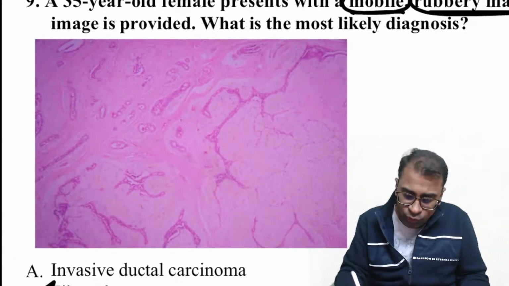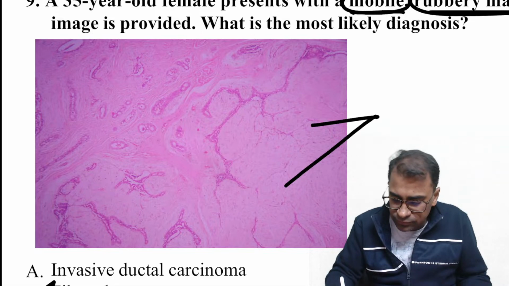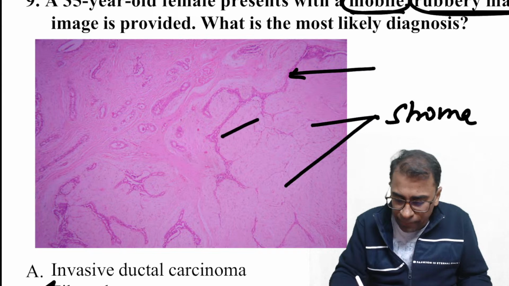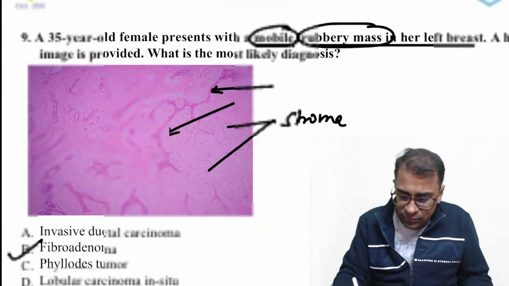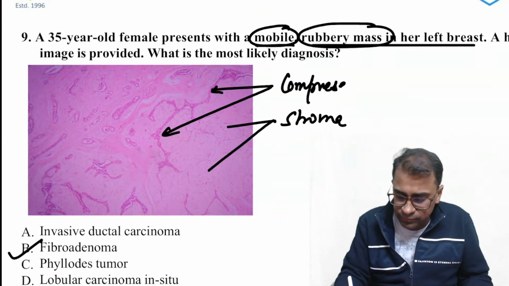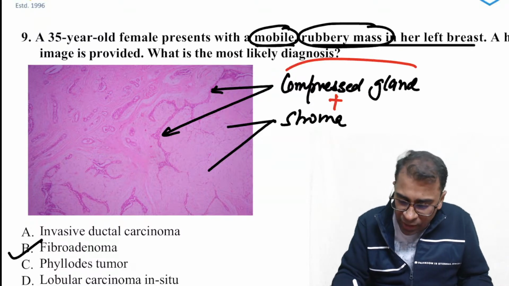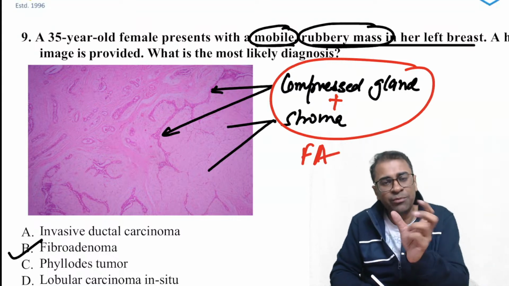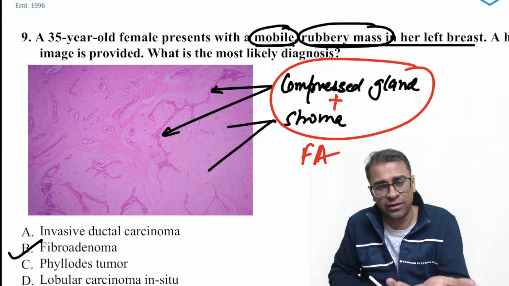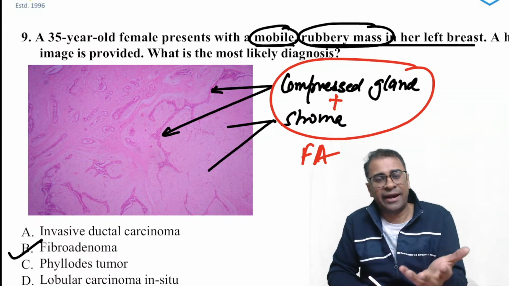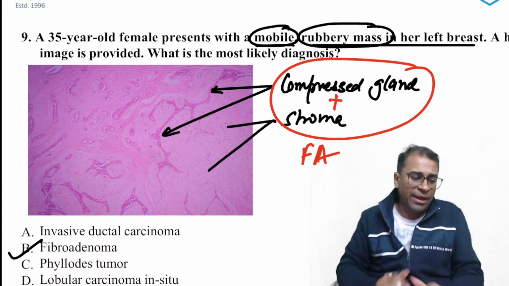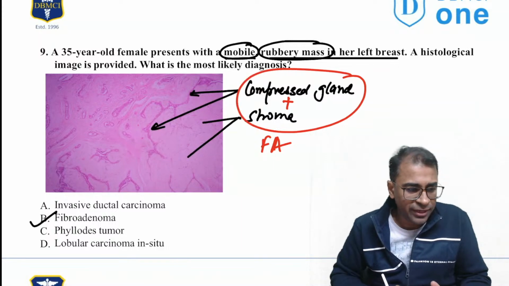But what is this? Look, these all are stroma, and these are the compressed glands. So because you get a combination of stroma and gland, it becomes a case of fibroadenoma. Fibro means fibrosis, collagen, and adenoma means gland. If you get a combination of gland with fibrous tissue, it becomes a case of fibroadenoma. Okay?